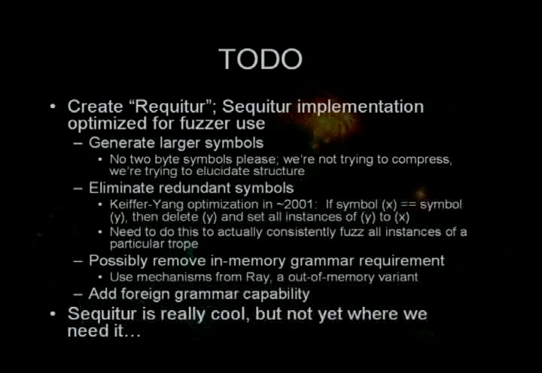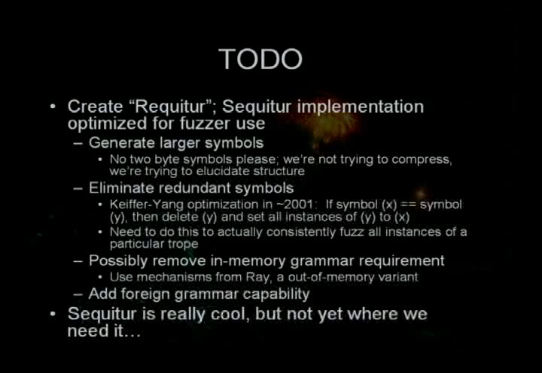So, things to do. I got to create Requitur, which is a version of Sequitur that's optimized for fuzzer use. I need to generate larger symbols. It's kind of built for compression, and compression doesn't care if it makes a symbol for a 2-byte sequence. However, that's not very useful because 2-byte sequences happen randomly in any data set of normal size.